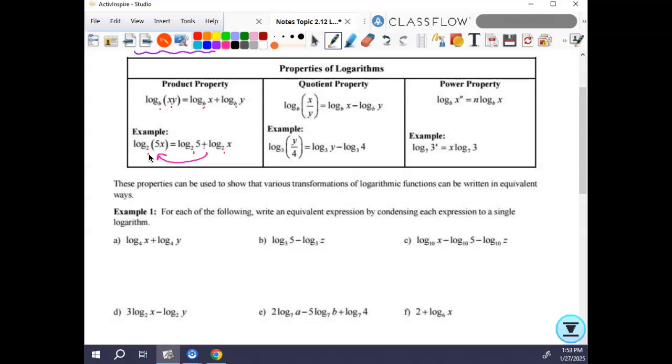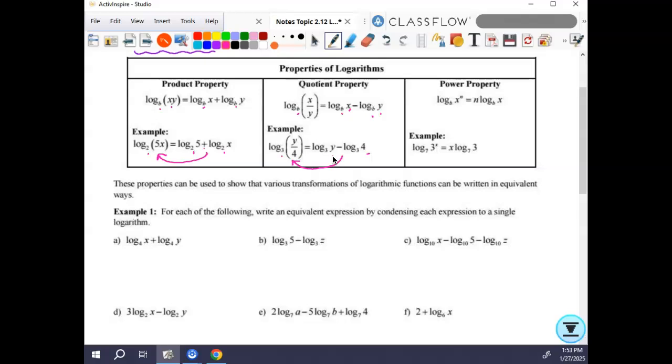So multiplication is connected to addition, and division, or our quotient, is connected to subtraction. Again, one single log with a quotient becomes two logs that are being subtracted. Numerator goes with the positive one, denominator goes with the negative one. Or we can go this way. Two logs with the same base, I get log base 3, and then these two numbers become a quotient. That sound familiar?